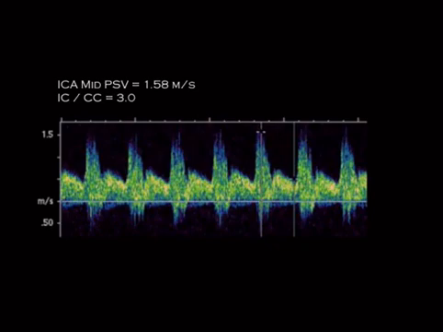So I'm going to try to give you some general principles, and then we'll talk about some gamesmanship as well. So here's a first case. We've got a waveform here. We've got it labeled as the ICA mid portion. A peak systolic velocity is given, and then we've got a ratio of the internal carotid and common carotid.